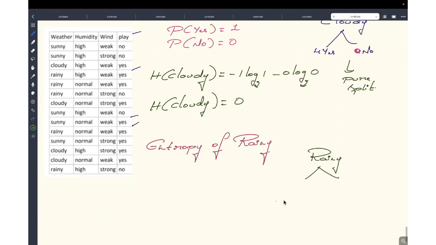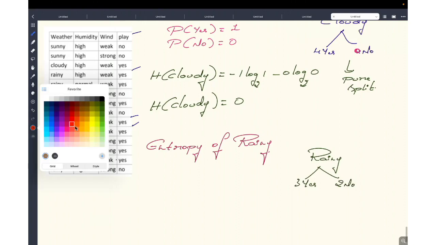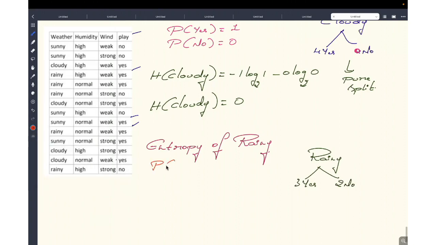So Rainy, how many yes, how many no? 3 yes, 2 no. One, two, three yes, two no. Same as previous. Probability of yes will be 3 by 5. Probability of no will be 2 by 5.